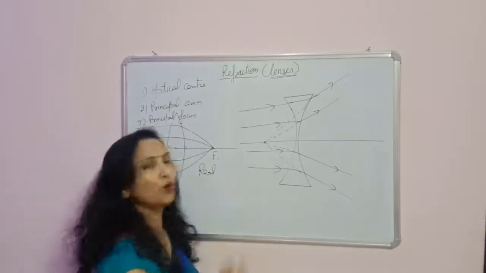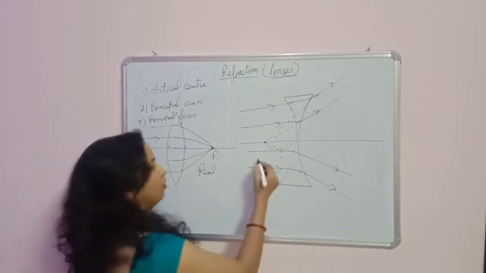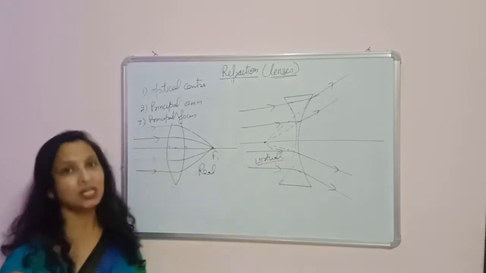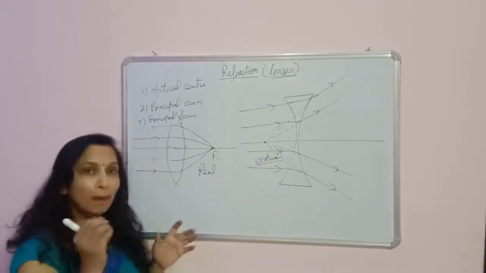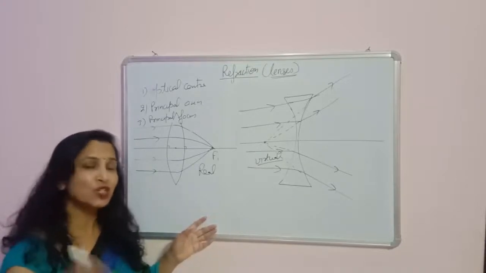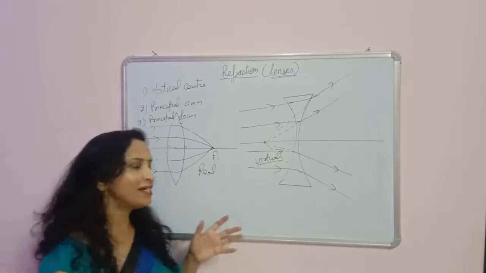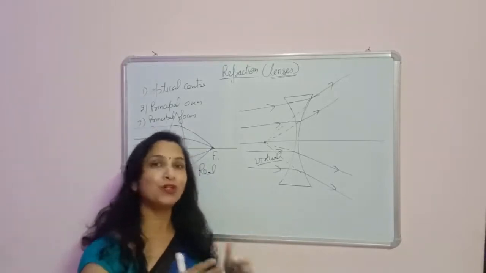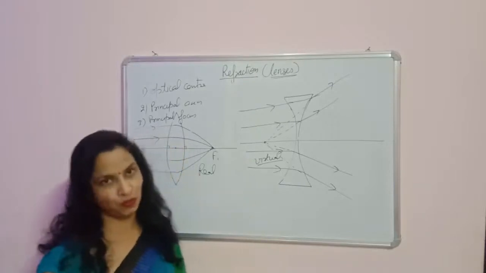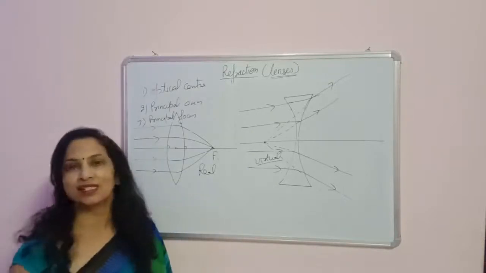And what about the concave lens? A concave lens has a virtual focus. Why does it have a virtual focus? It has a virtual focus because it appears that all the light rays are diverging from this point. They do not actually diverge from this point; they appear to diverge from this point. So when the light rays appear to diverge or appear to meet, we say it is a virtual form. So this is the virtual focus. A convex lens has a real focus and a concave lens has a virtual focus.